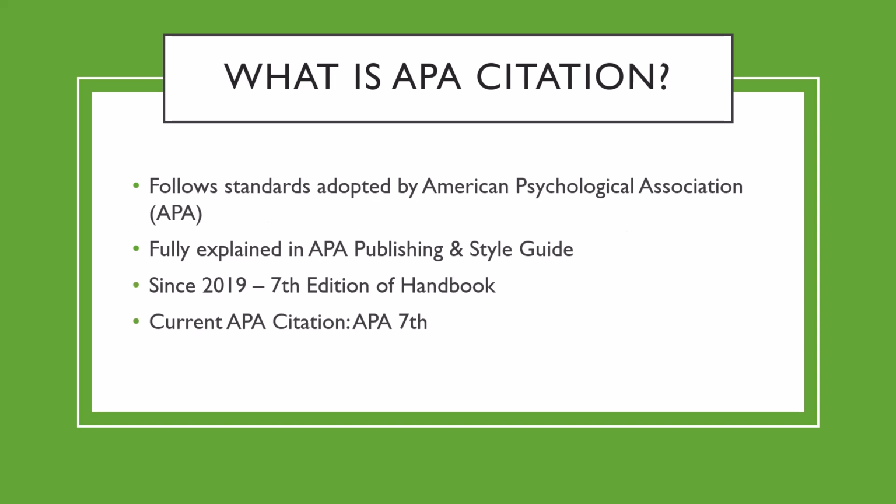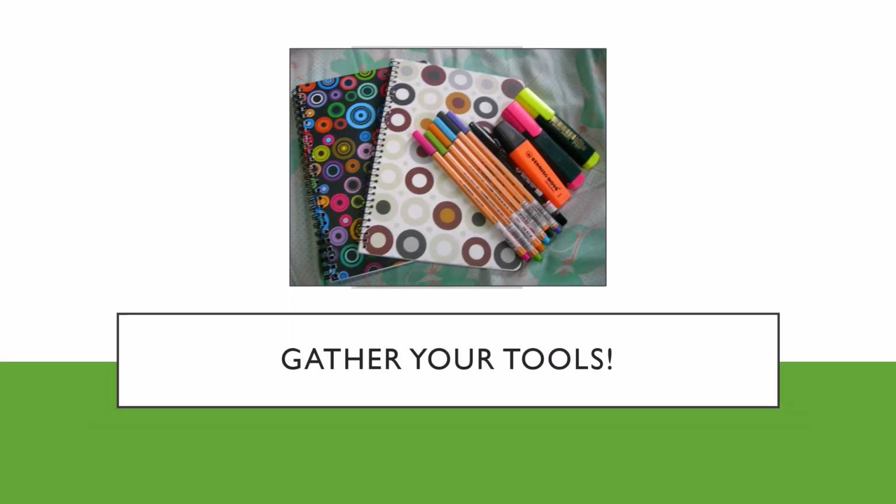To start out with, what is APA citation? The APA citation style is laid out in the APA Publishing and Style Guide, which follows the standards adopted by the American Psychological Association, hence the acronym. This citation style is used most commonly by programs in the social sciences, such as psychology, linguistics, sociology, economics, and criminology, as well as business and nursing programs. As of 2019, the APA Handbook is in its 7th edition, so the version of APA citation we will be covering in this video is APA 7th.